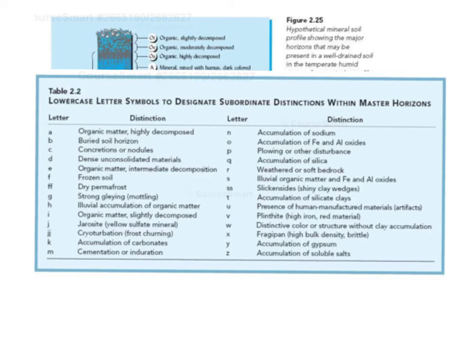Now, you don't need to memorize all of these, but you do need to know that if you see something like a B sub t, it actually means it's a B horizon with a clay accumulation in that layer. You can also have just a plain old B horizon, then a Bt underneath that, and so forth.